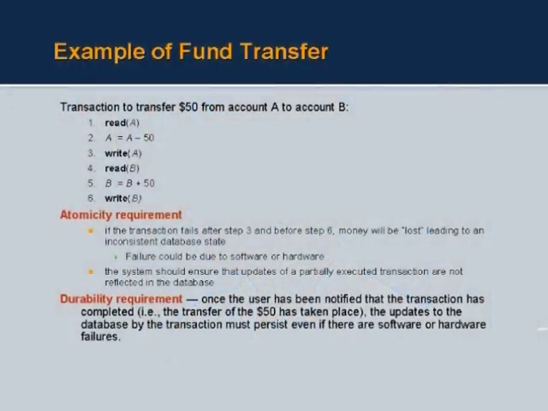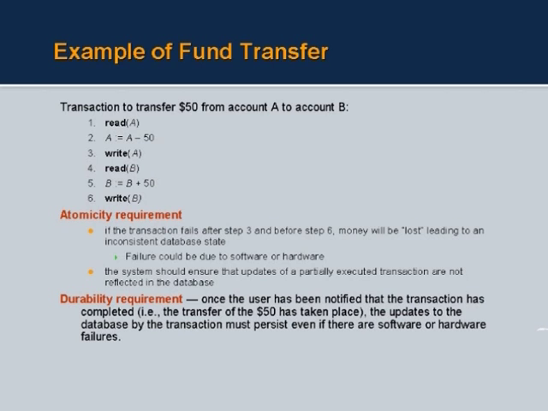The next requirement is durability. Once this transfer has taken place, the customer has been told your money is transferred. If the database somehow loses this update, let's say that both of these updates were done in memory and now power fails, so the disk is not updated. When power comes back on, you've forgotten all about the transaction. Now the customer is going to be very unhappy if this happens. B may issue a check which bounces and land up in jail. So you can't afford that. It has to be durable. So the updates must persist even if there are software or hardware failures.